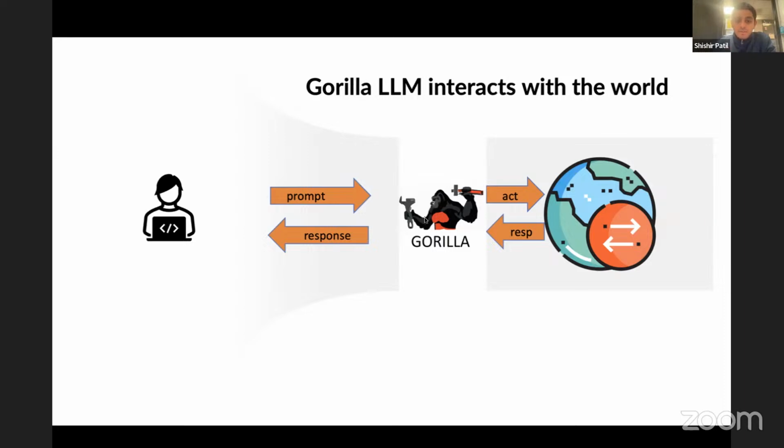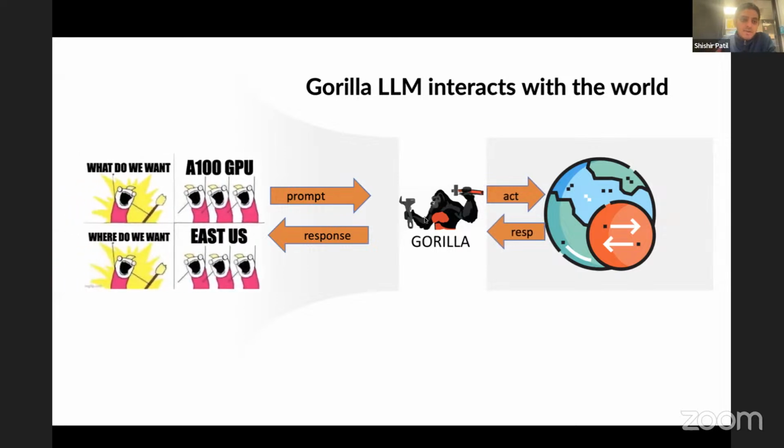So with the Gorilla project, our goal was, can we actually replace the human in the middle with the LLM in the middle? This is all too abstract, so let me take an example and then tell you how this works. Consider the scenario where we do a bunch of machine learning research. Suppose we say we want 800 GPUs in East US.